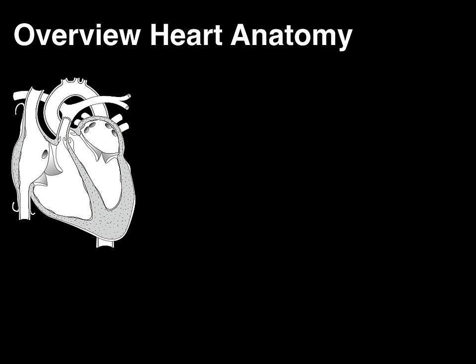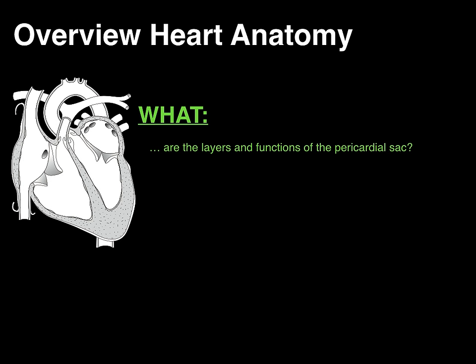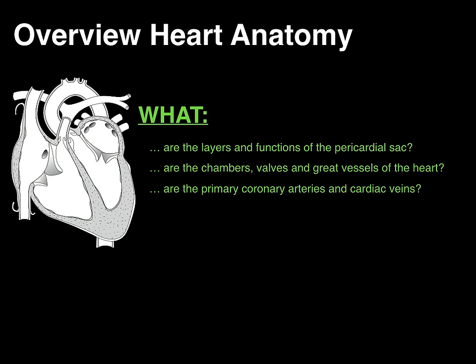Okay, we're now going to do an overview of heart anatomy and answer the what questions. What are the layers and functions of the pericardial sac? And what are the chambers, valves, and great vessels of the heart? What are the primary coronary arteries and cardiac veins?